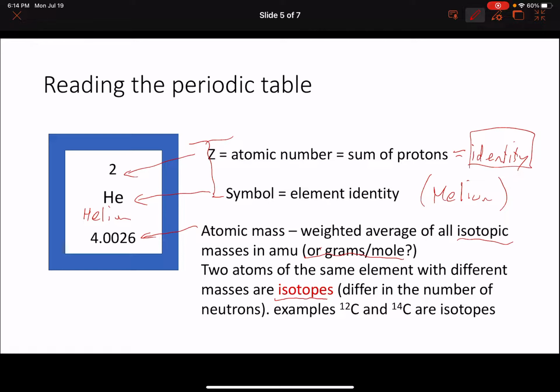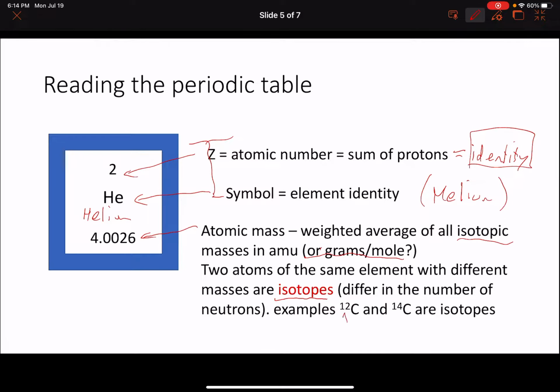Naturally occurring, there may be multiple isotopes. So what we put in the periodic table is a weighted average based on the probability of finding that particular isotope. So if you're 90% one and 10% the other, you average that based on the weighting of 90 and 10%.